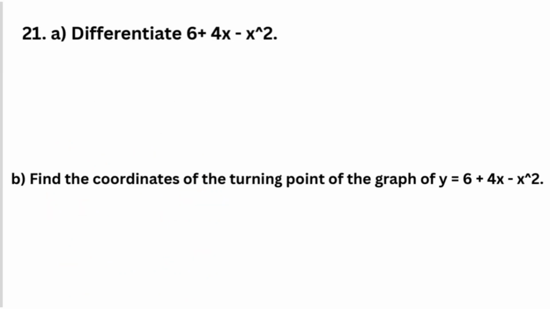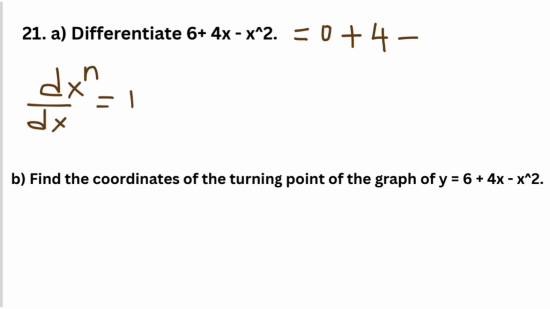Let's go to the next one. Differentiate 6 plus 4x minus x raised to the power of 2. When we are doing differentiation with the constant, we are going to get 0. What is the differentiation formula? Derivative of x raised to the power of n. The formula is n times x raised to the power of n minus 1. So when you do it with the constant, it becomes 0.